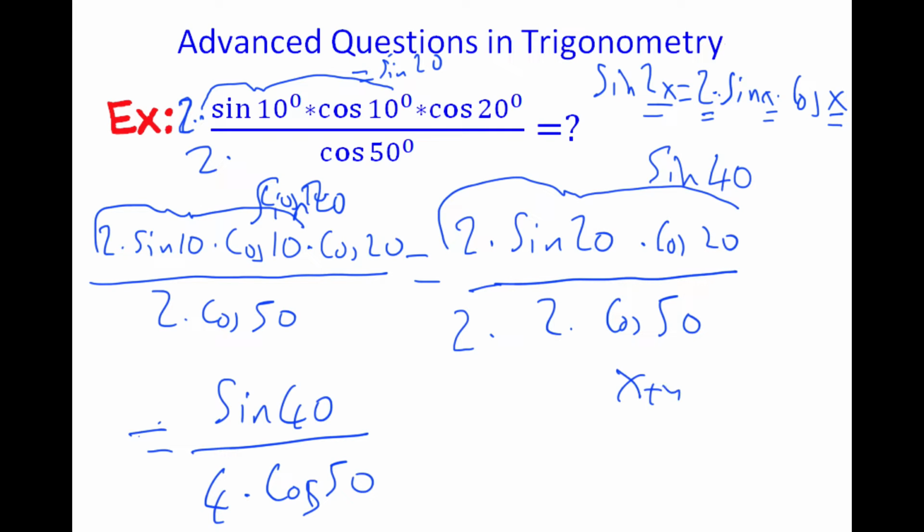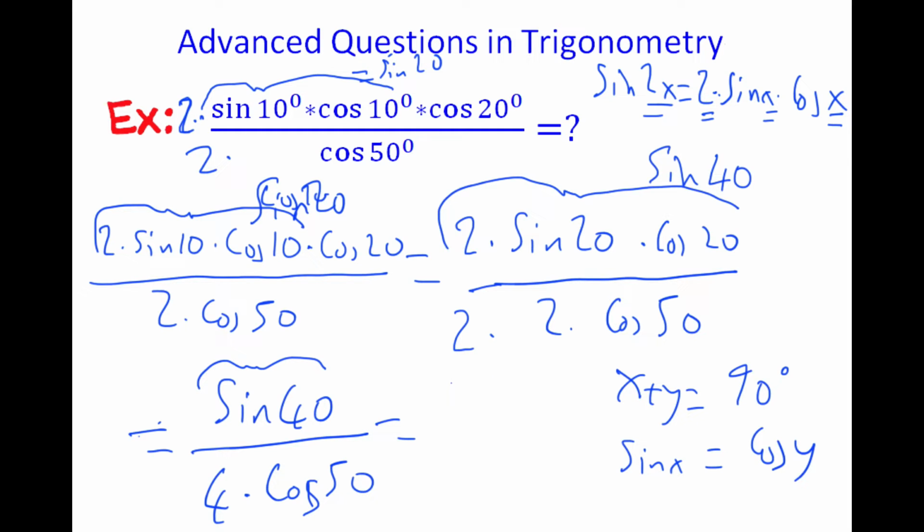If x plus y is equal to 90 degrees, then we can say that sine x is equal to cosine y, or sine y is equal to cosine x. So from this perspective, we can say that, guys, sine 40 is equal to cosine 50, right? Because 40 plus 50 is going to be 90 degrees.